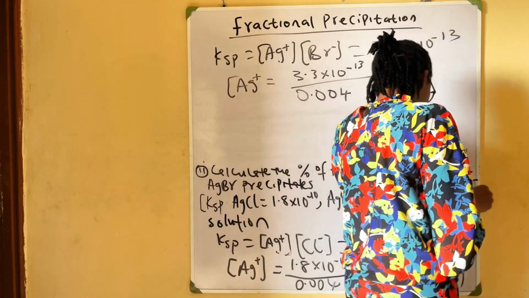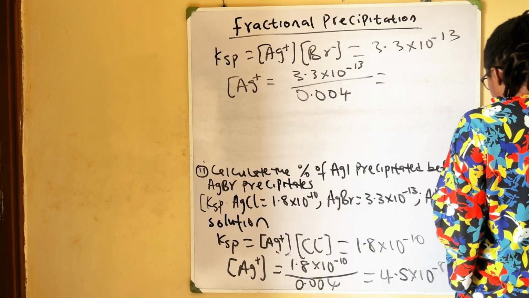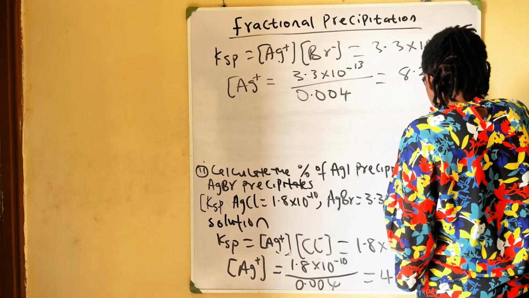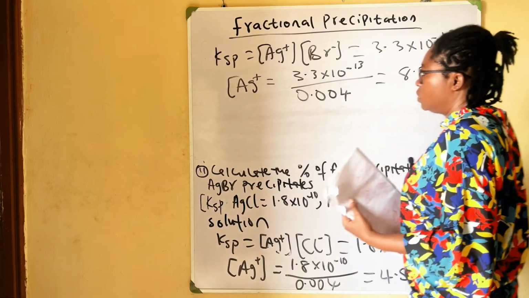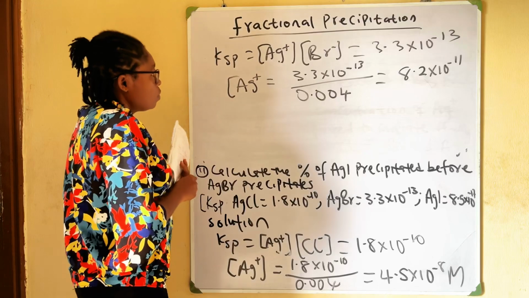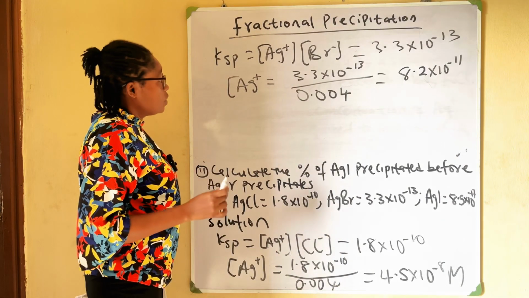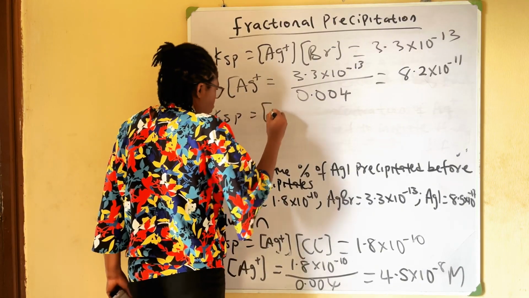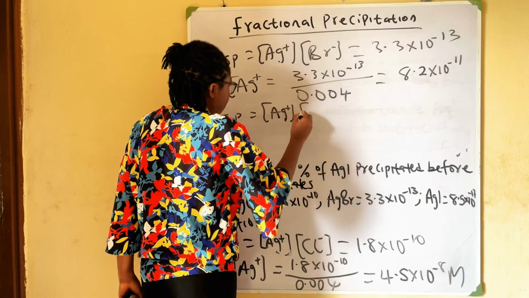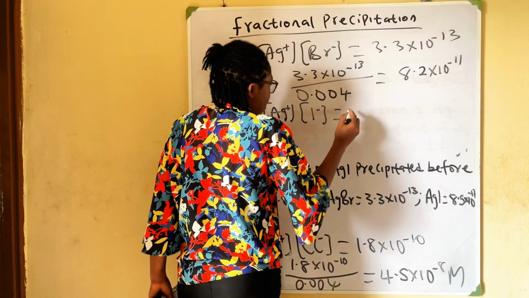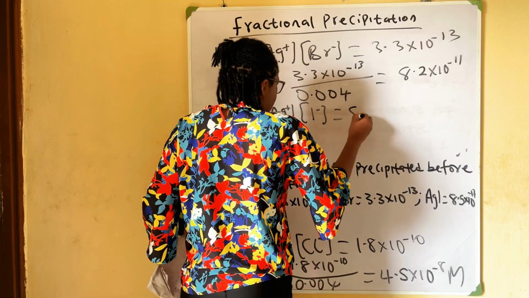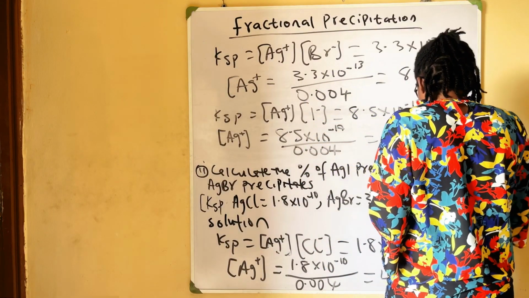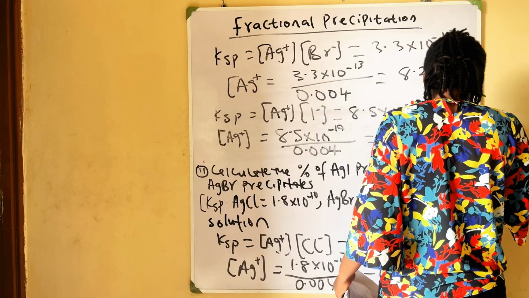So when you divide this, you'll be having 8.2 times 10 raised to the power minus 11. So we'll do the same for silver iodide. Ksp is equal to silver ion times iodide ion. So what's the Ksp value? Ksp value is 8.5 times 10 raised to the power minus 17, which gives 0.125 times 10 raised to the power minus 14.